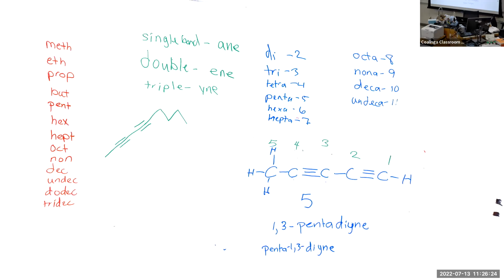So let's start counting. First thing that we want to do is count the carbons. Which side are we going to start counting from? The left. 1, 2, 3, 4, 5, 6, 7, 8, 9. Okay, so it's a 9-carbon chain. So what is a 9-carbon chain? Non.